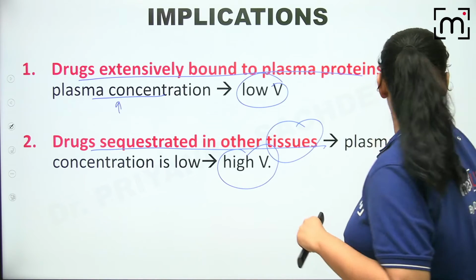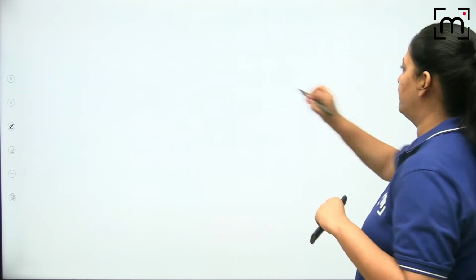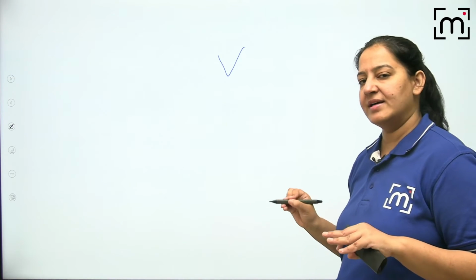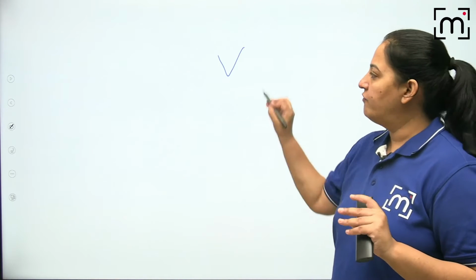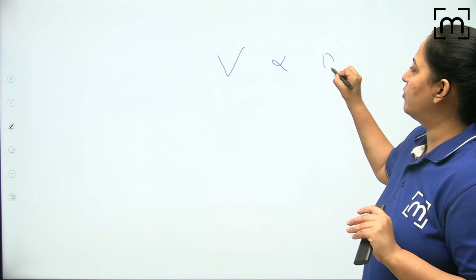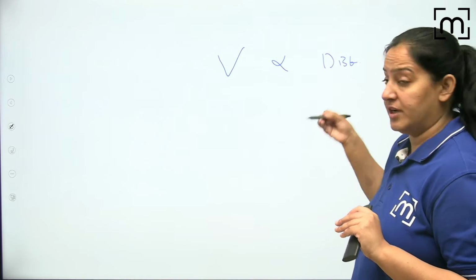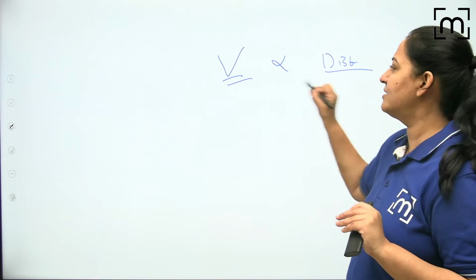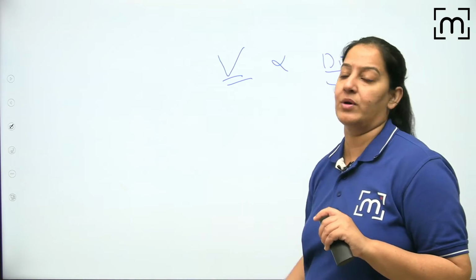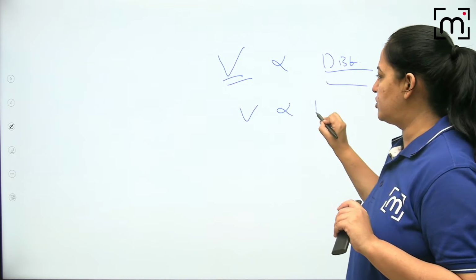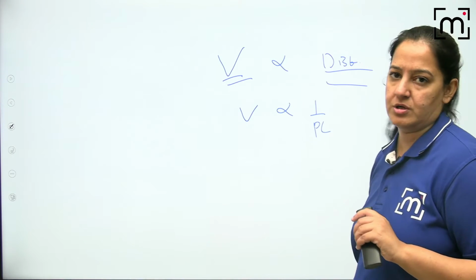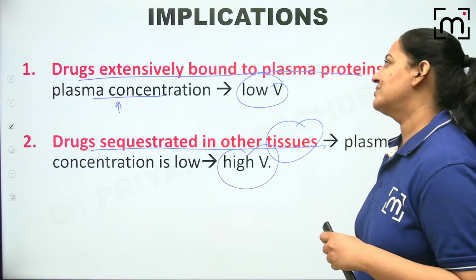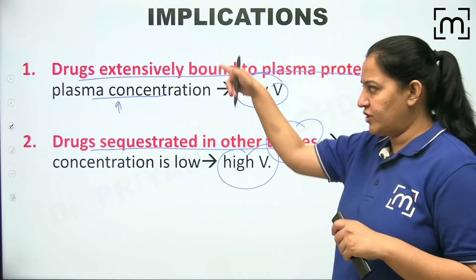So looking at the value of volume of distribution of a drug, you can decide whether the drug is entering the tissue, yes or no. Volume of distribution is directly proportional to distribution in the tissue. More is the answer, the drug is entering the tissue. Less is the answer, the drug is not entering the tissue, it remains in the plasma only. And volume of distribution is inversely proportional to plasma concentration. You can learn these golden rules to crack simple MCQs. So these are the two types of drugs.